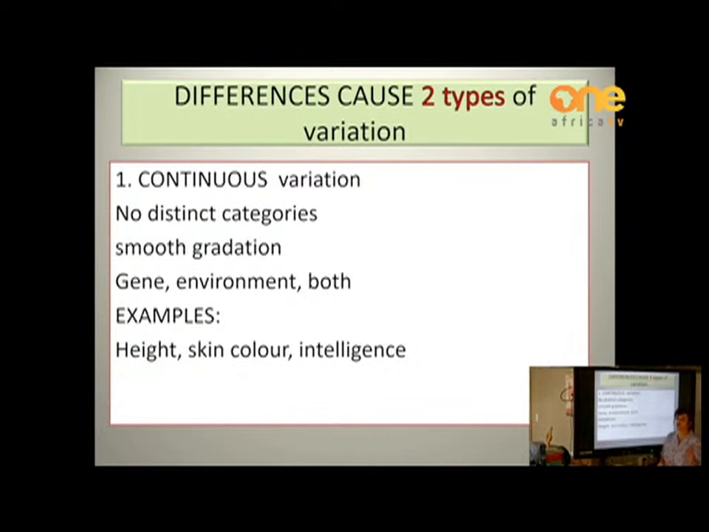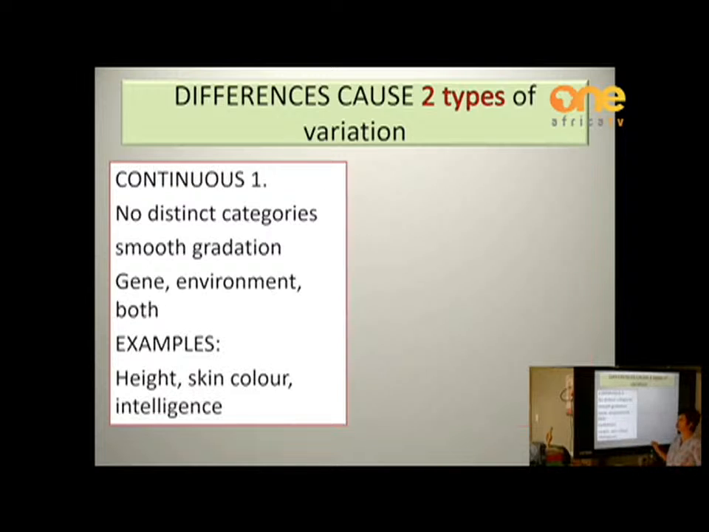We have two different variations. It can be continuous variation, which means there is no distinct category. It is smooth gradation. It can be caused by the genes, the environment, or by both. What am I talking about? I'm talking about height, skin color, intelligence, and there are many more variations.